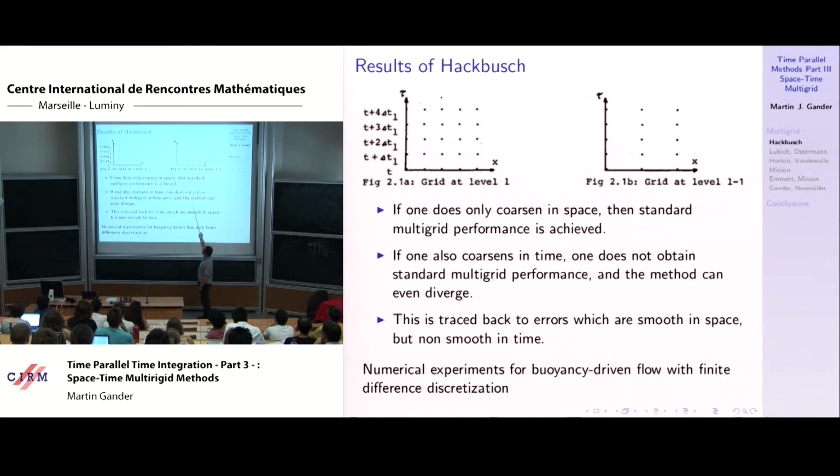If you also coarsen in time, it does not work. Sometimes you can get it to converge, but sometimes it even diverges. So this is the first multigrid method in space-time for parabolic problems, but it only works if you coarsen in space. In time, there's nothing you can do. It's just not working.